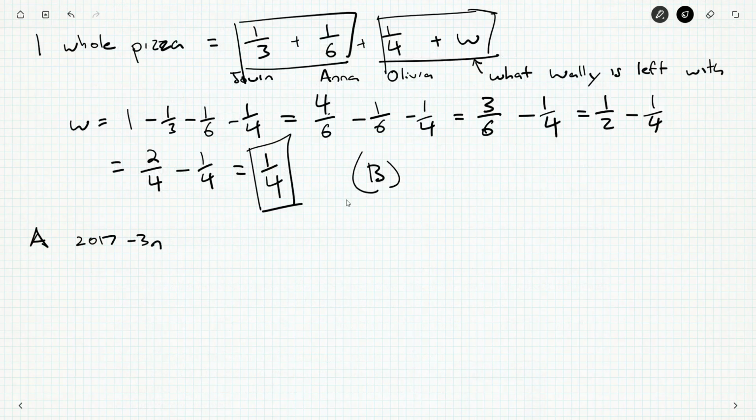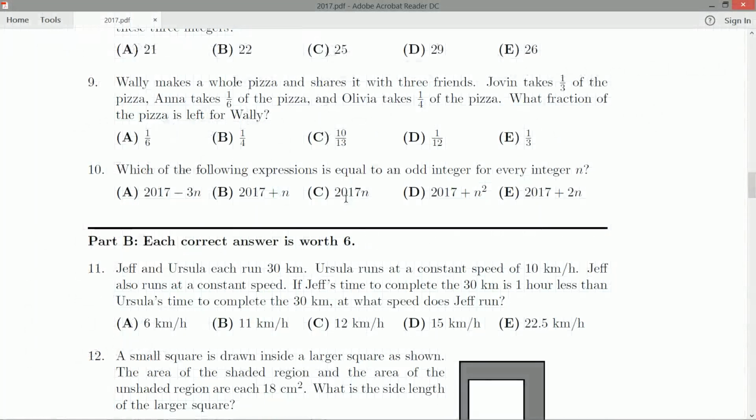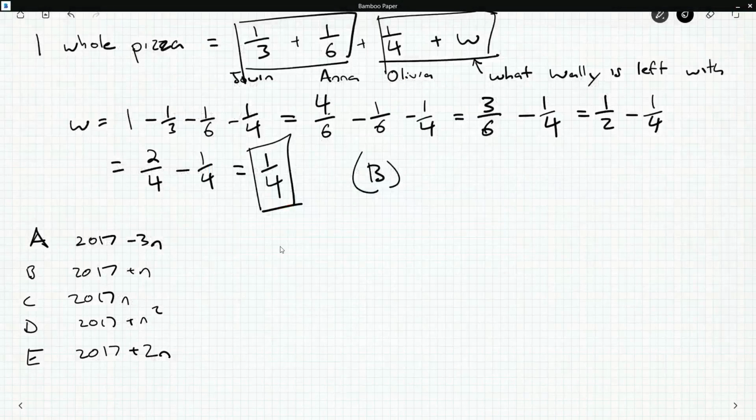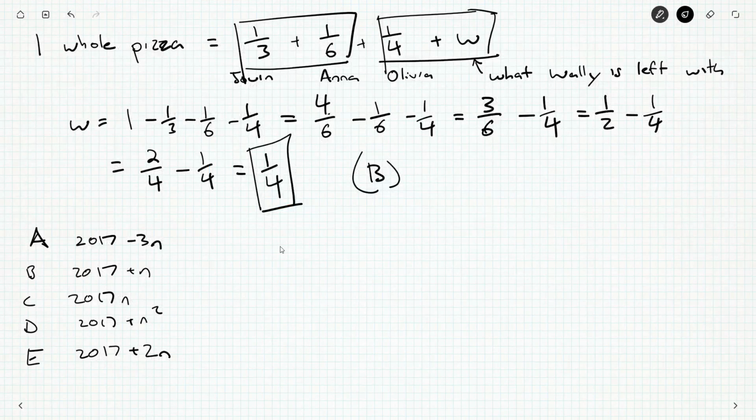So 2017 minus 3n, 2017, I think it was plus n, 2017n, 2017 plus n squared, and E, 2017 plus 2n. I think that was it. It was. Okay. So, just plugging in a couple values of n, you can check to see whether or not things are going to be odd. And we might even make a chart here. What if n is 0? What if n is 1? What if n is 2? And we'll see eventually everything will sort of go away.